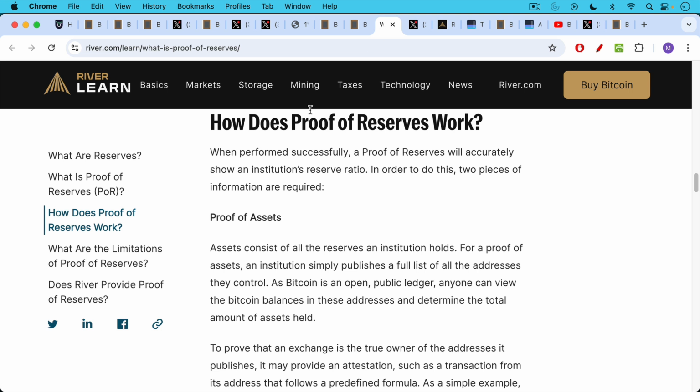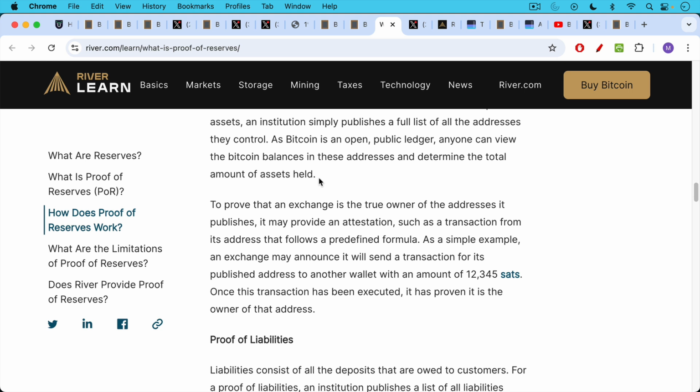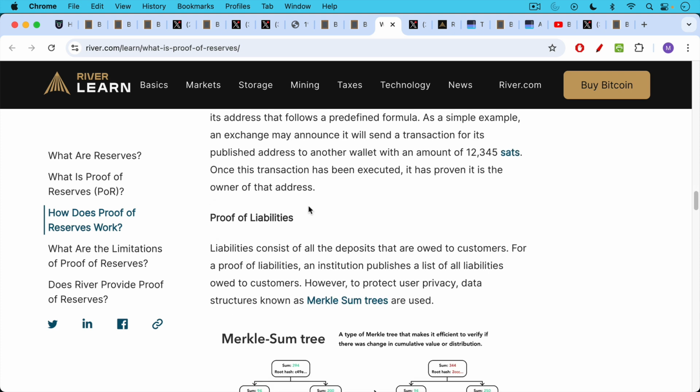You have two sides of the balance sheet. You first have proof of assets. Assets consist of all the reserves an institution holds. For a proof of assets, an institution simply publishes a full list of all the addresses they control, and because the blockchain is open, anyone can view these. To prove that an exchange is the true owner of the addresses it publishes, it may provide an attestation, such as a transaction from its address that follows a predefined formula. That's the proof of assets side of proof of reserves.